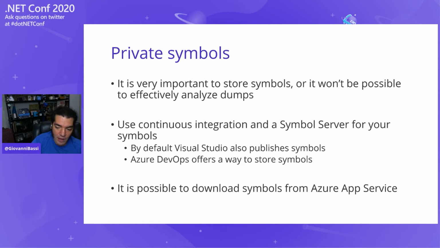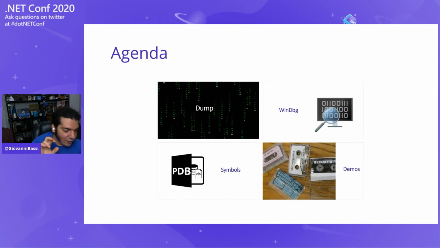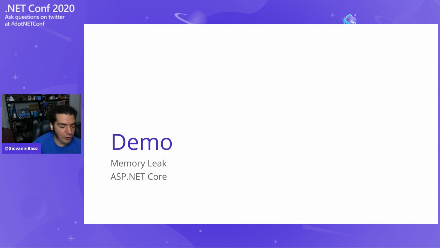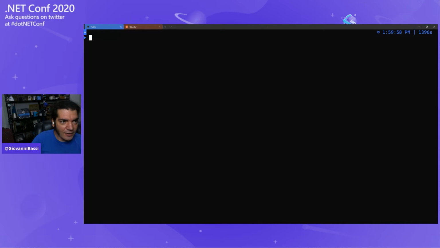It's possible to download symbols from Azure App Service. I already said that. And let's go to the demos. I left a little bit of time for the demos because these demos take a little while, and I want to get a little bit deep into them with you. So the first one we're going to do is with WinDbg. It's a memory leak with an ASP.NET Core application, and that's a 2.2 application if I remember correctly. Let's start.